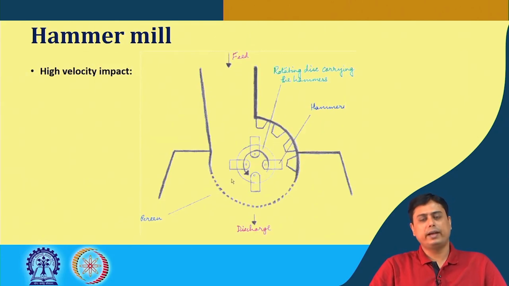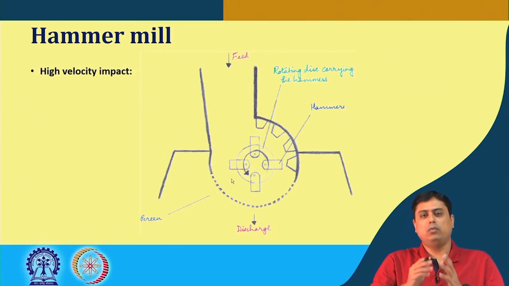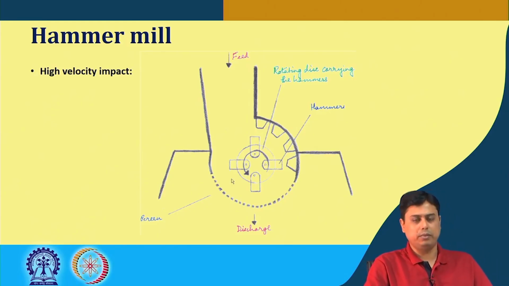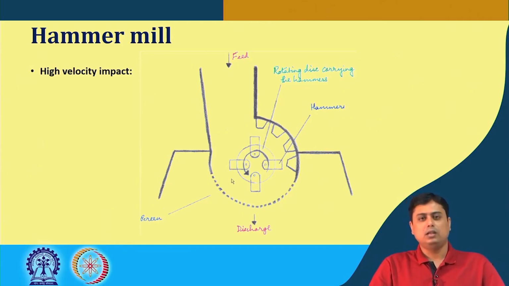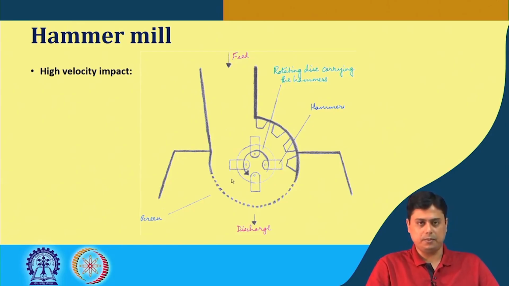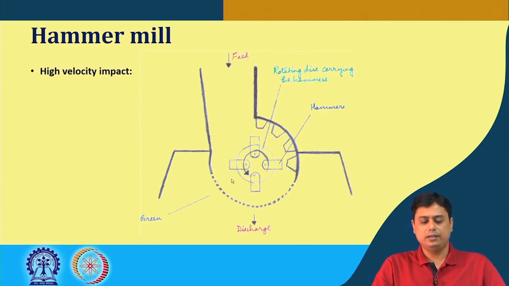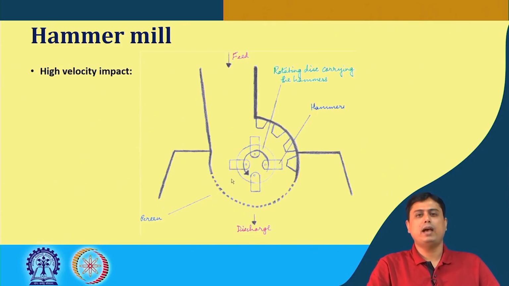Now, based on the second mechanism that we discussed, the first four equipments that we have seen are based on the crushing mechanism, where the dominant stress mechanism is crushing. The other mechanism can be impact plus attrition. Now, here is an equipment called the hammer mill. Here we have high velocity impact as the dominant stress mechanism that acts on the particle.